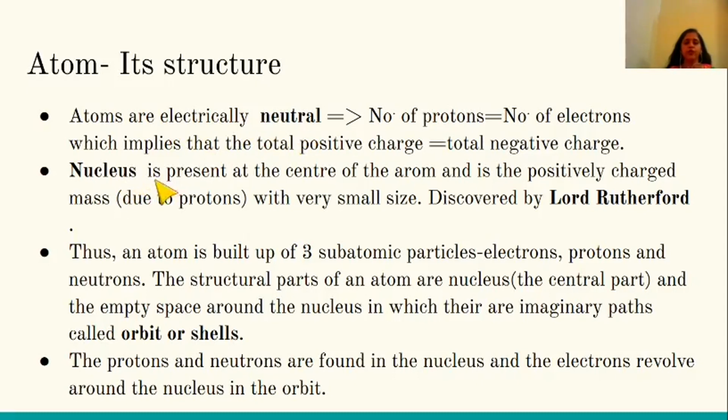We talk about the nucleus, which is the center of the atom. It is a massive, positively charged center of the atom. Why? Because this is at the center of the atom, it's positively charged. Why? Because in the nucleus both protons and neutrons are present, but protons are positively charged, and neutrons have no charge. So the nucleus is also positively charged and massive. Why massive? Because the sum of the protons and neutrons makes the mass of the nucleus, with a very small size. This was discovered by Lord Rutherford.